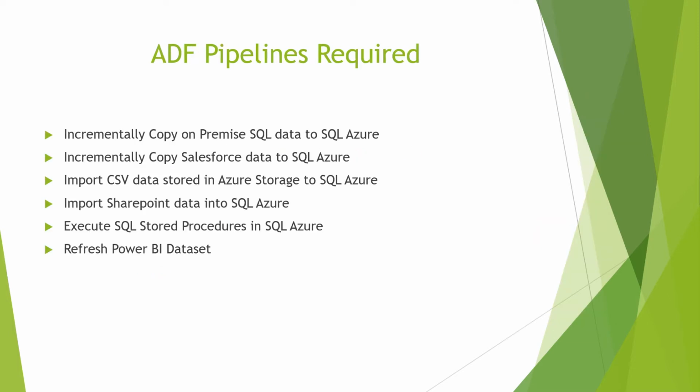Now that we have all our connections created, our next step is to create the pipelines that are required in Data Factory for our processing that we've outlined. For those new to Data Factory, a pipeline is kind of equivalent to an SSIS package. So we need pipelines to copy data from on-premise SQL, Salesforce, import our CSV file, import the SharePoint data. You also are going to have to execute stored procedures and refresh a Power BI data set.